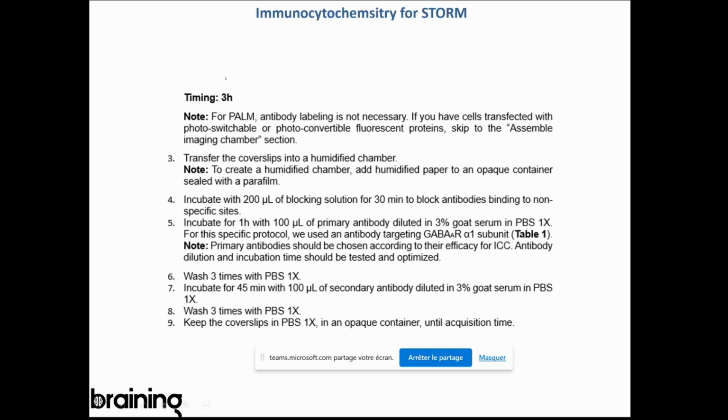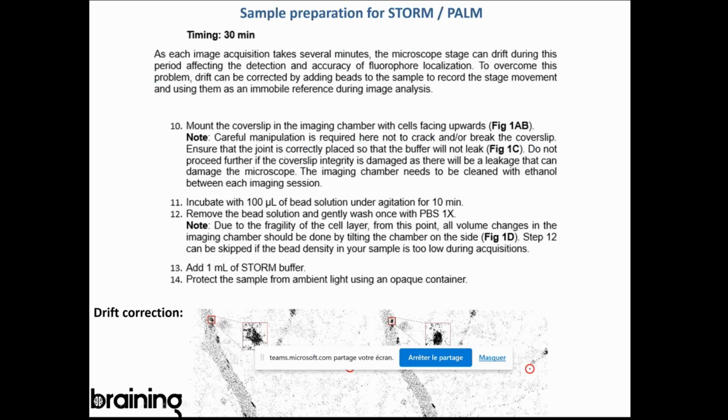And in this protocol, we are also showing the timing of the event. So it's a little bit longer than the quantum dot-based single particle tracking. It takes 3 hours, mostly the experiment. So again, primary antibody incubation, secondary. So the incubation is a bit longer than for the SPT. And then you mount your sample once labeled in the recording chamber, and you add what we call the STORM buffer, so with a scavenger of oxygen inside.